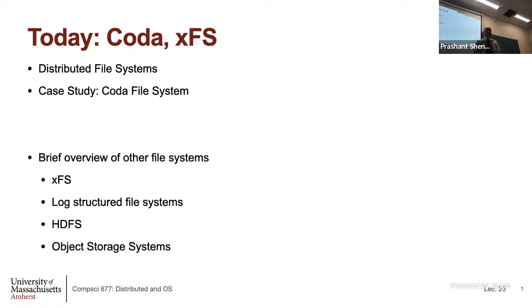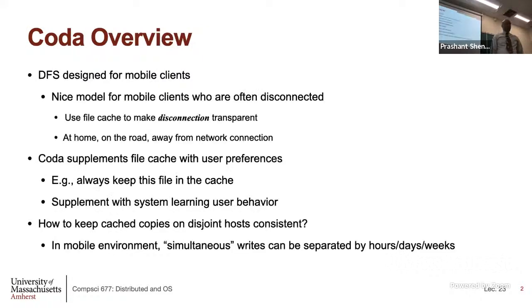And today we are going to look at more advanced, newer distributed file systems, some of which are used in industry and some are used for research purposes. We'll also look at Hadoop file system, HDFS, among one of the many. Okay, so let's start with the first one, which is called Coda.